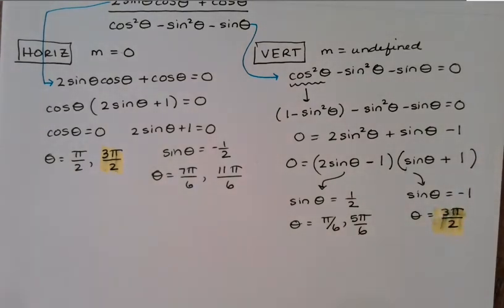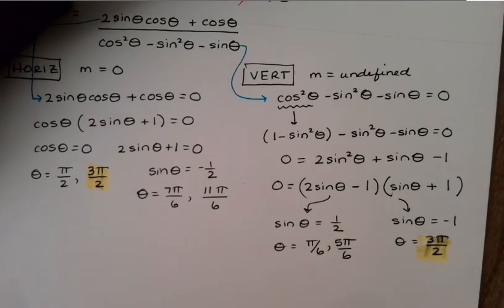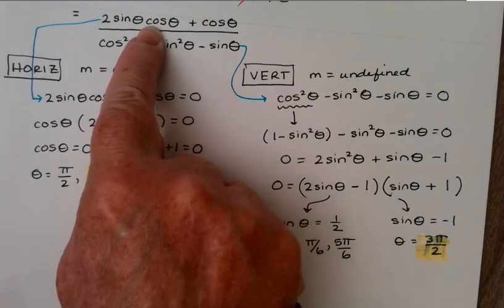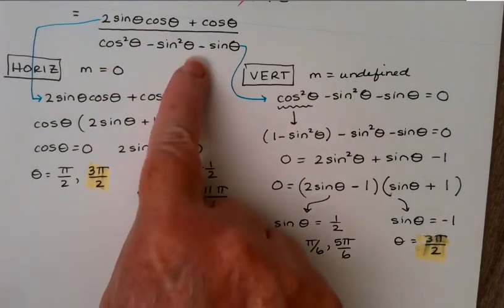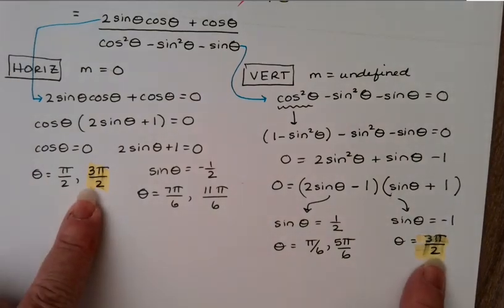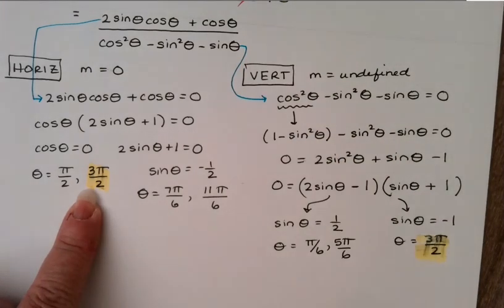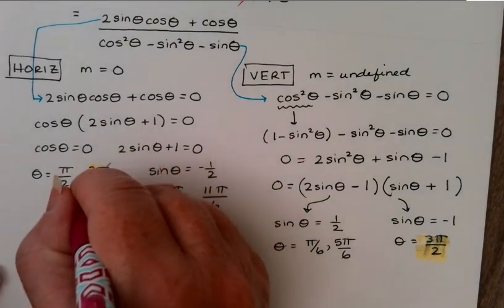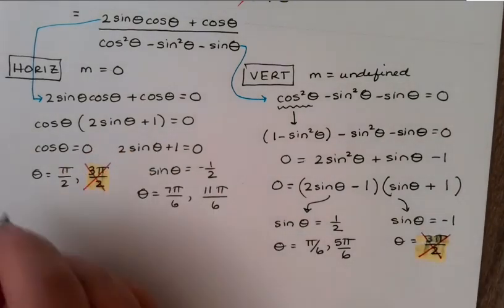That's a problem. We cannot have a point with both a horizontal and a vertical tangent line. So let's think about where that came from. Remember, this came from setting the numerator equal to 0, and this one came from setting the denominator equal to 0. So since 3 pi over 2 came out of both of those, that's actually a 0 over 0 case. It's that indeterminate form. And so it's actually not going to be either horizontal or vertical. So what I'm going to do is get rid of those. Just make myself a little note.